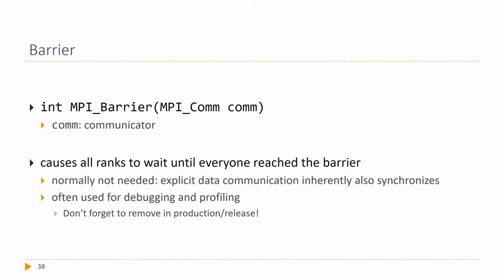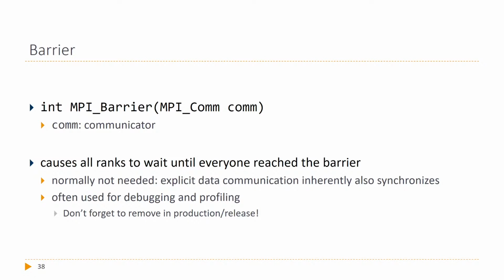There's also MPI barrier, which is quite simple. It causes every rank to block and wait until everybody else reaches the barrier, and then everybody can continue. Normally barriers are not needed because we have explicit data communication, because we work in distributed memory. I mentioned this several times. Explicit data communication inherently also synchronizes. It's impossible for you to do a receive operation and continue with the assumption that you received data without the data actually being on your node, without the data having been transferred across the network. So obviously this also has inherent synchronization.